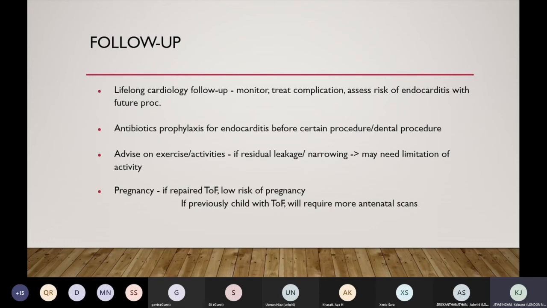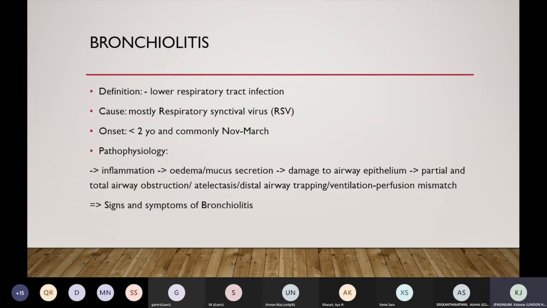And if the defect has been repaired, in women who are planning to become pregnant, generally speaking, it's a low risk pregnancy, and they can still go ahead as any other woman would, but they might have quite a close follow-up. If there was a previous child with tetralogy of Fallot, then they will have more antenatal scans to make sure that in the future pregnancy there's no tetralogy of Fallot. So yep, that is congenital heart disease. It's just a quick overview of the commonest conditions.